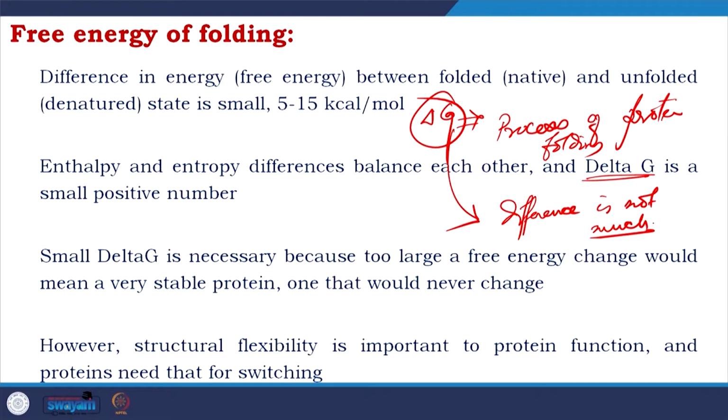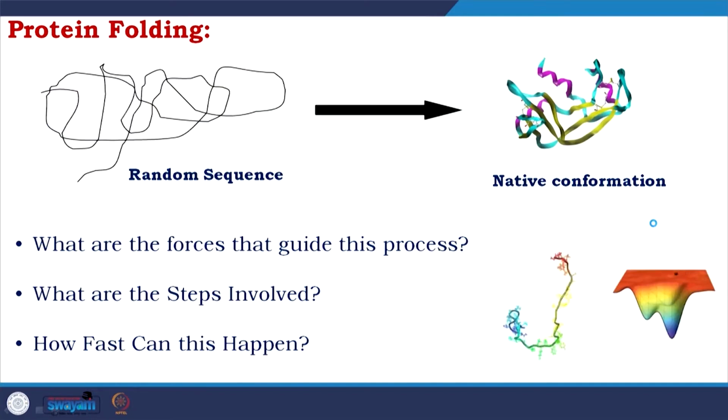However, structural flexibility is important to protein function, and proteins need that for switching. So, protein folding, as we discussed, goes from a random sequence to a native conformation. As you see the change happening here, the protein is attaining the minima. So, what are the forces that guide this process? We will discuss what steps are involved and how fast this can happen.